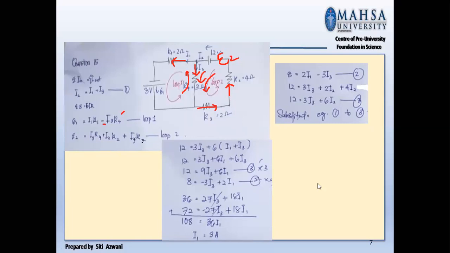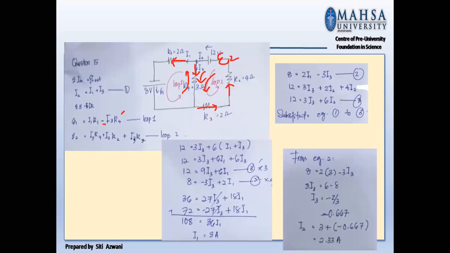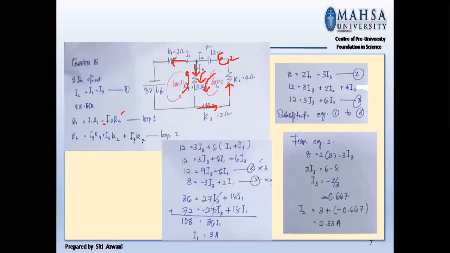Then solve for I1 first, and then solve for I2. So I have I2, I3, and I1. For this question, if you refer to this answer, I got a negative sign for this I3.